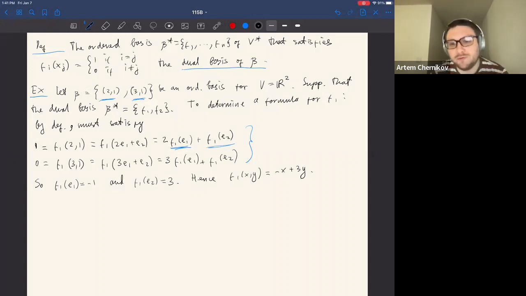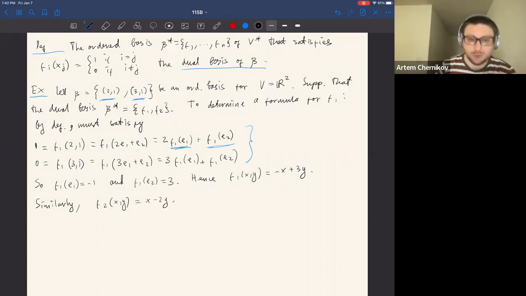Okay, so this gives us an explicit formula for the first vector in the dual basis, and applying the same argument, we can calculate the second vector in the dual basis. Again, the vectors in the dual basis are linear functionals, so it's a function. So F2 of (x, y) is equal to x minus 2y if you do the same calculation. Okay. So this is a simple example which shows how to actually calculate the dual basis for a given basis of the space V. You just have to write out the conditions using which we define the dual basis, and then solve linear equations to get the answer. Okay. So this gives us an example of how to calculate the dual basis.